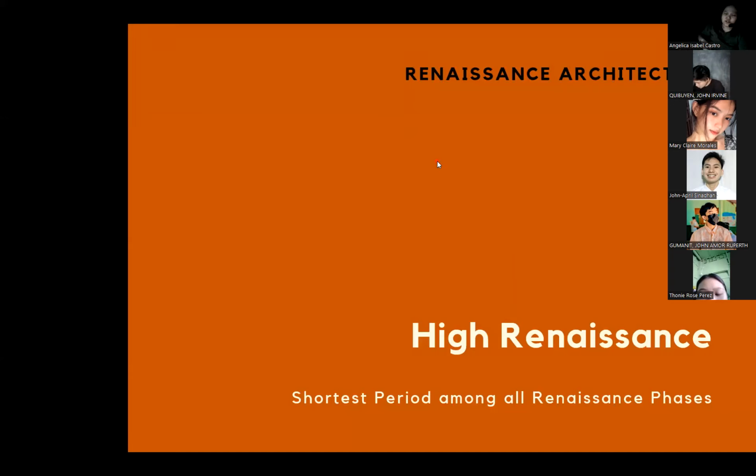High Renaissance. This is the shortest period among all your Renaissance phases. Actually, I think around 20 years only, or almost 30, but somewhere along the way. But you know, your Renaissance period is divided not just because of architecture, but also because of your art. They had different art styles during this era, and not so much difference when it comes to architecture. I'd rather redivide it into early and late. But with respect to the earlier historians that were ahead of us, let's discuss the High Renaissance period.